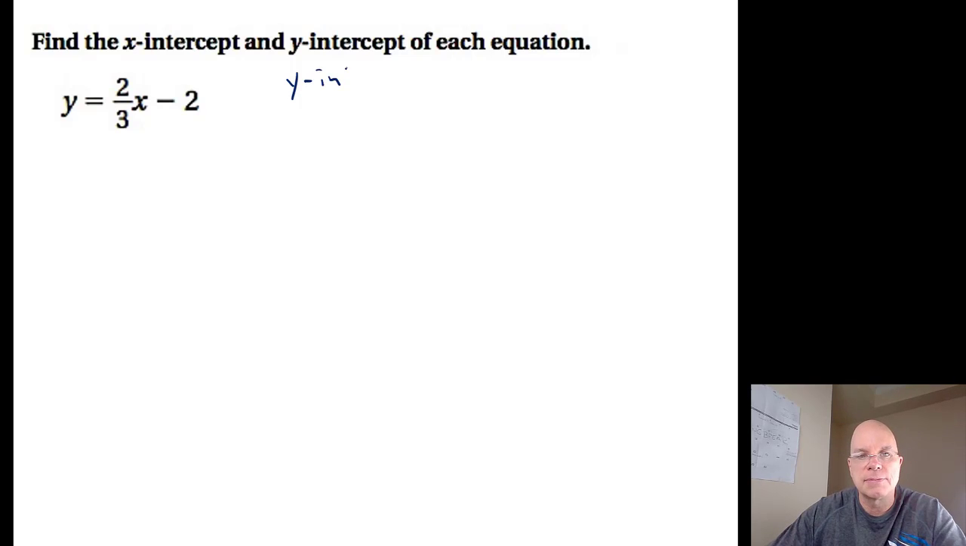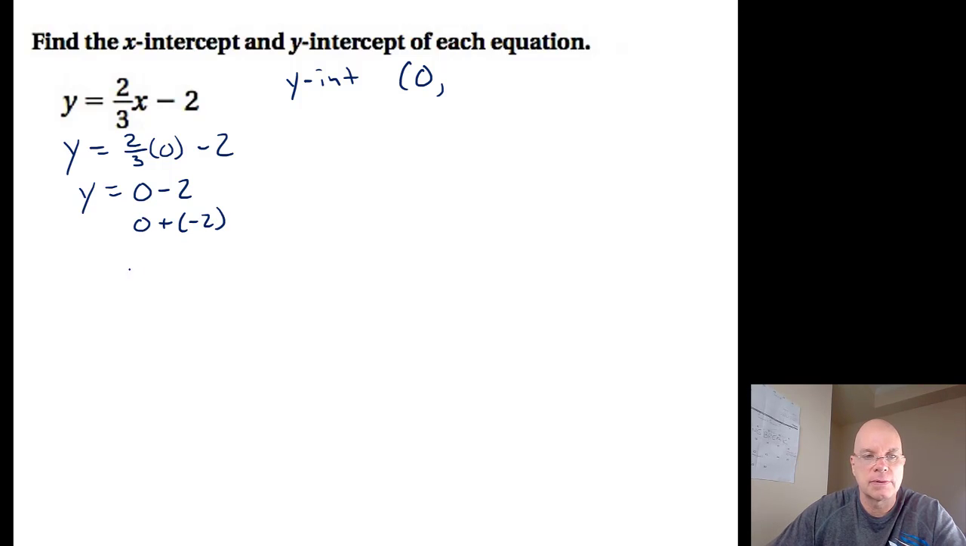The y-intercept, we know x will be 0. So let me substitute 0 for x. y is equal to 2/3 multiplied by 0 minus 2. So y equals 0 minus 2. Subtracting is the same as adding the opposite. So y equals negative 2 when x equals 0.